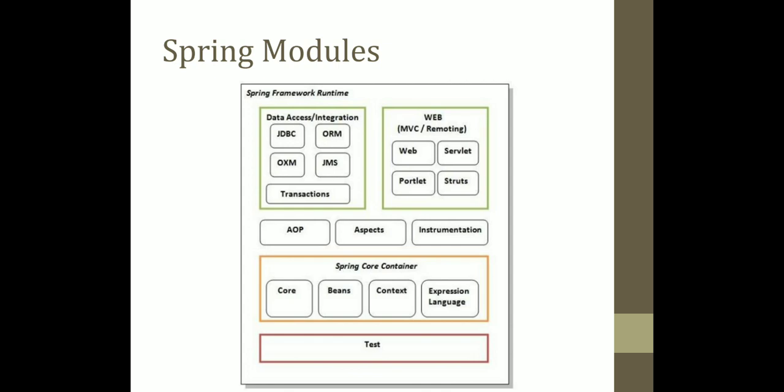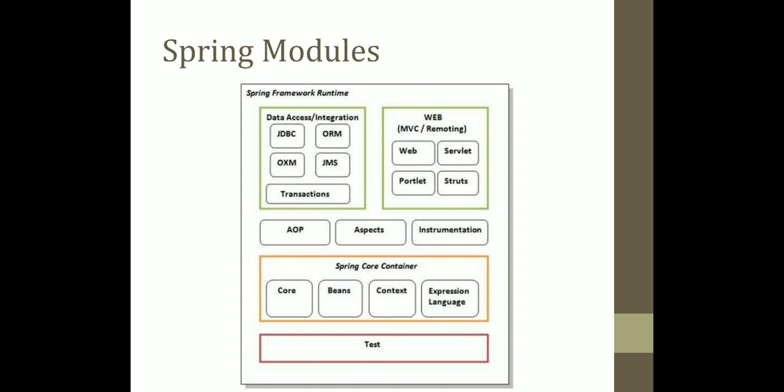And the next part is OXM, that is Object XML Mappers. This module provides an abstraction layer which is used to support object XML mapping implementations, and JAXB, that is Java Architecture for XML Binding, Castor, XMLBeans, JiBX and XStream. So all these things can take support of OXM, that is Object XML Mapper.